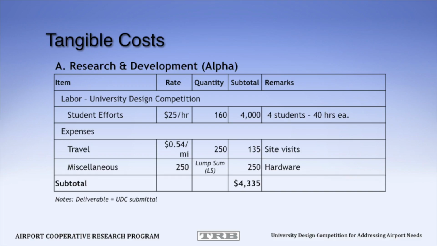Let me run you through an example of how a benefit cost analysis might work. First off, the research and development of your alpha model, which is essentially the time that your team has spent putting the design competition proposal together. So say your time is worth $25 an hour. That may be something that you can add to the table to quantify just how much time you've spent working on the proposal, from start to the day you FedEx it for submittal.